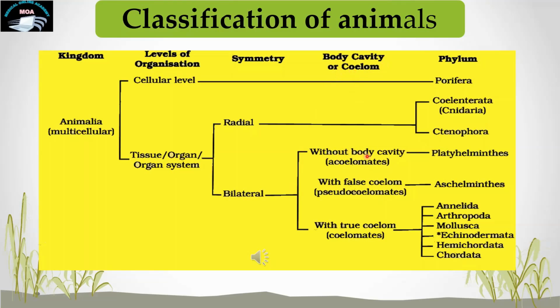Bilaterally symmetrical animals are further classified into 3, based on the nature of coelom. They are: 1. Acoelomate animals have no body cavity. Example: Platyhelminthes. 2. Pseudocoelomate. Animals having false coelom. Example: Aschelminthes. 3. Coelomate animals having true coelom. This includes 1. Annelida. 2. Arthropoda. 3. Mollusca. 4. Echinodermata. 5. Hemichordata. 6. Chordata.